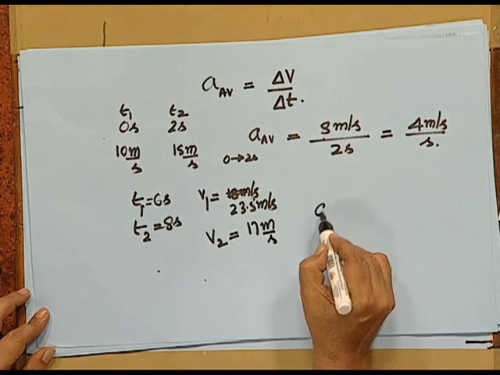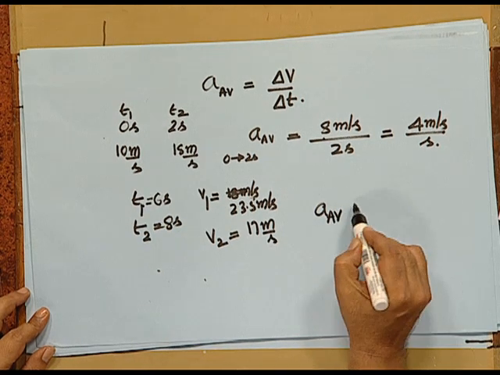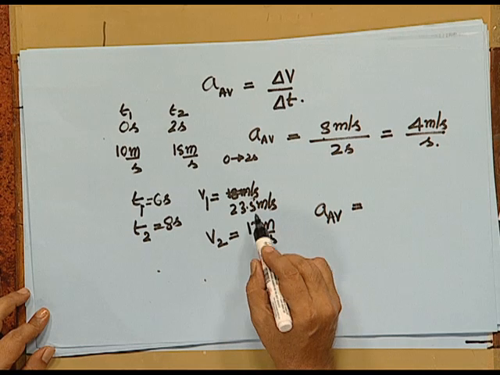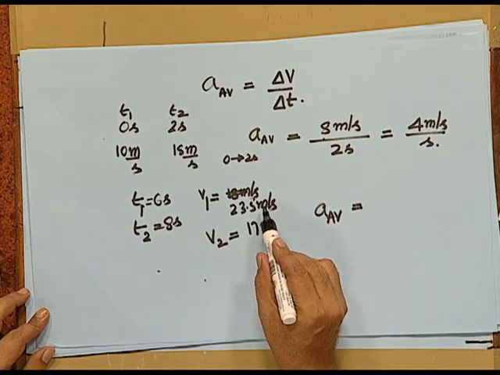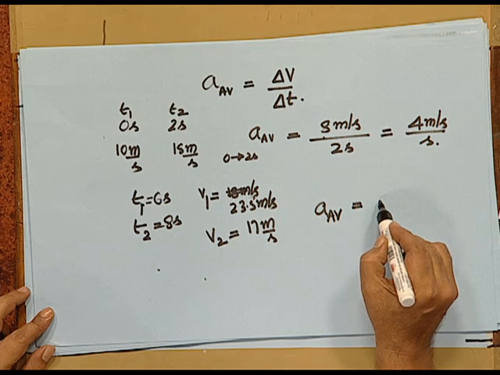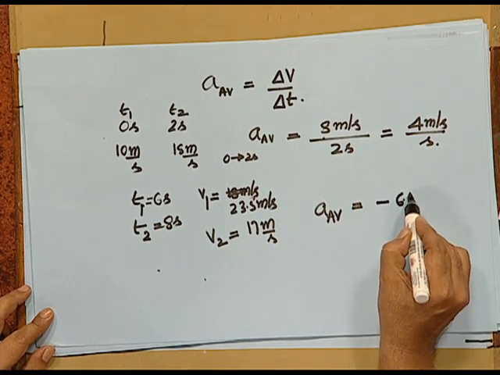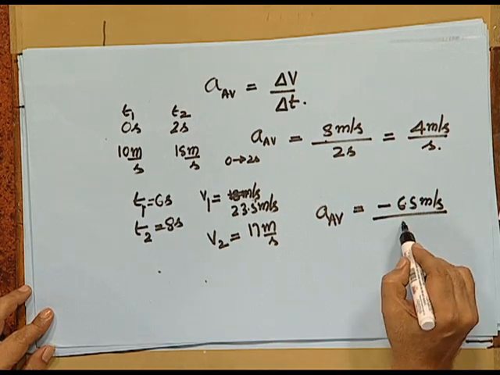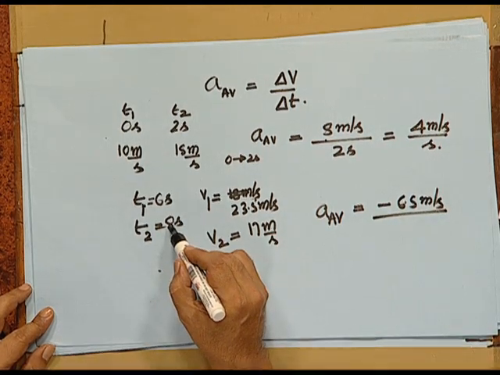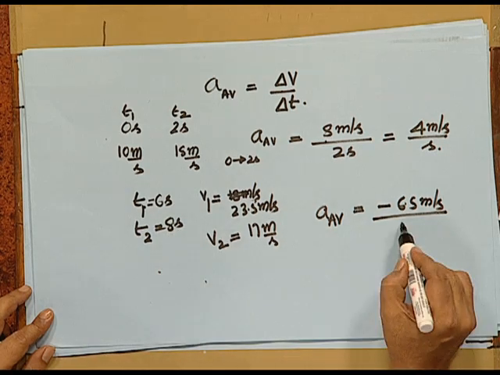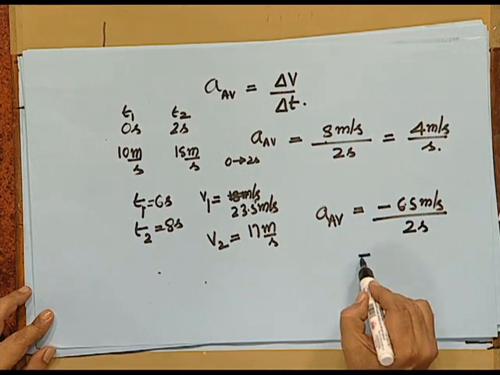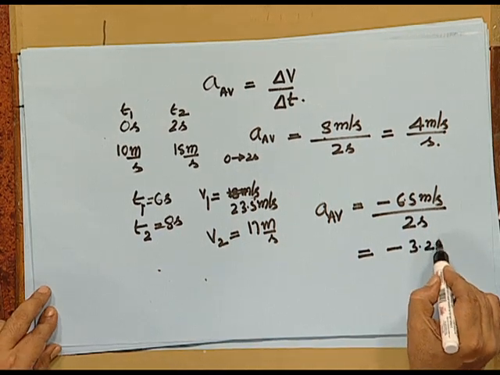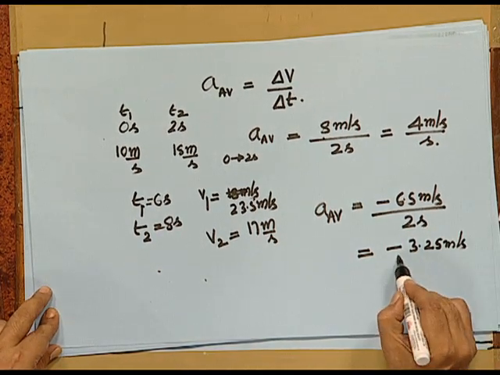Now, average acceleration in this interval of time: v2 is 17 meters per second, v1 is 23.5 meters per second. So, v2 minus v1 is minus 6.5 meters per second, and that is the change in the velocity in the interval from 6 seconds to 8 seconds, the interval being 2 seconds. So, the average acceleration is minus 3.25 meters per second per second.